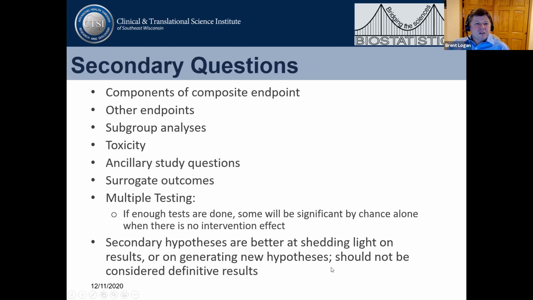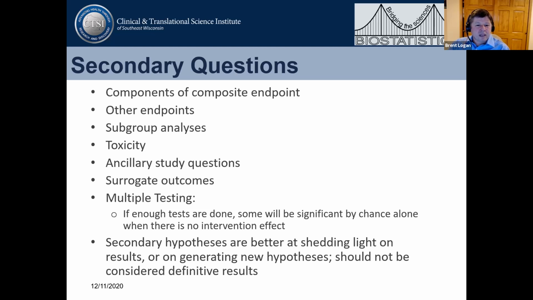Some of the secondary questions that are often of interest, if you've got a composite endpoint, you might look at components of that composite endpoint, some other endpoints. Subgroup analyses are sometimes of interest. Toxicity is important. There may be some ancillary study questions or biologic questions that are of interest. Some of the surrogate outcomes or the early endpoints are often looked at as secondary questions. And we alluded to this with Igley's question about the number of endpoints in the secondary analyses.